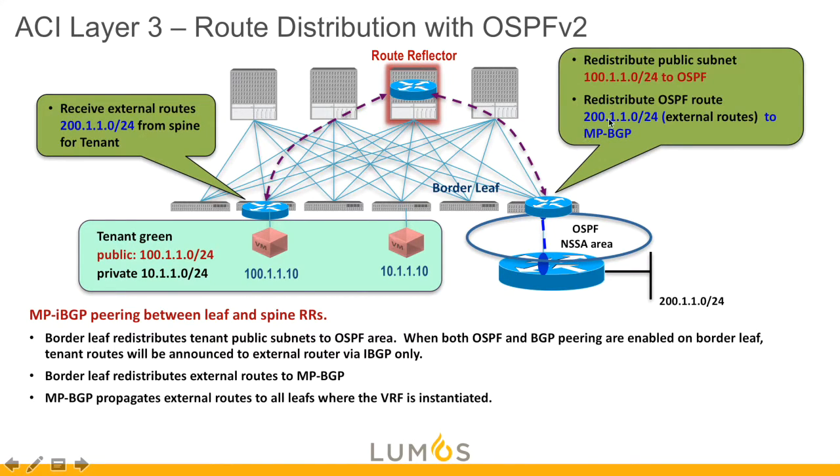We are taking 200.1.1.0/24. That's not public, but that's an external route. We're announcing it into the ACI fabric through that peering and then into the route reflector, and then that gets instantiated into the forwarding tables of that particular leaf.